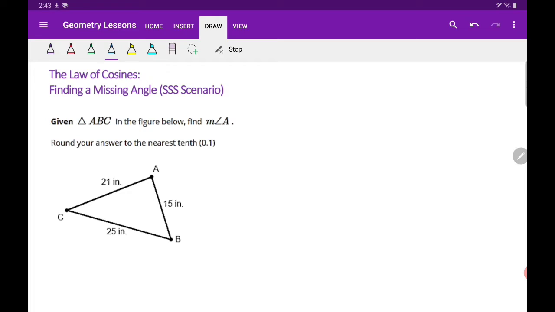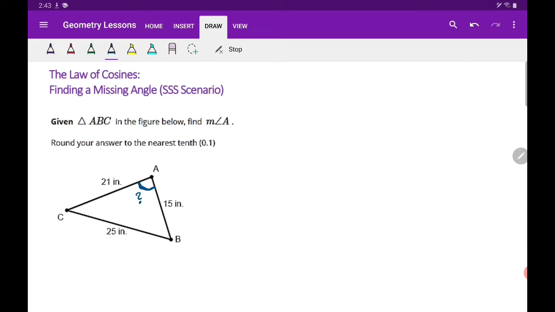So we have a triangle here. The sides are labeled. AB is equal to 15, BC is 25, and AC is 21. We're asked to find the measure of angle A. Let's label that. It's going to be right there. Okay, that angle, we don't know that.